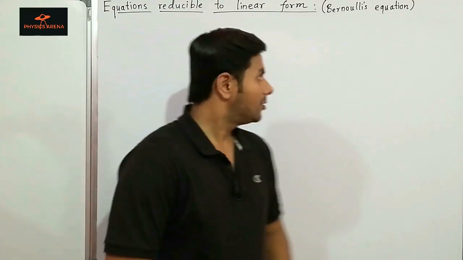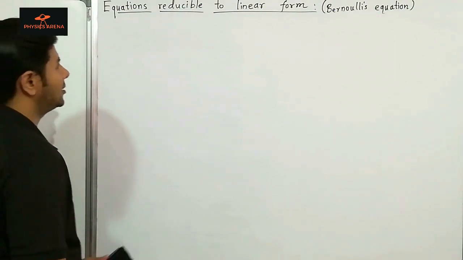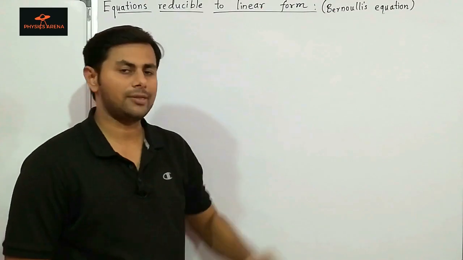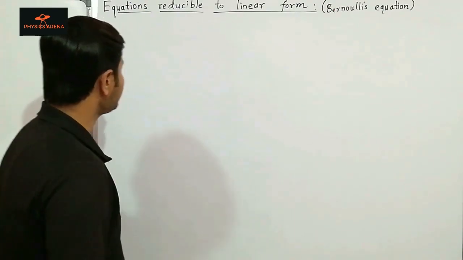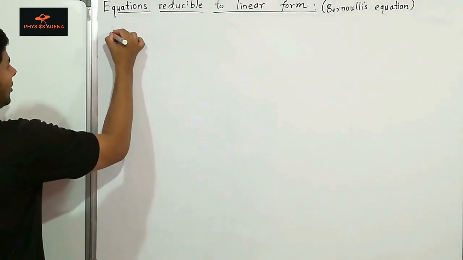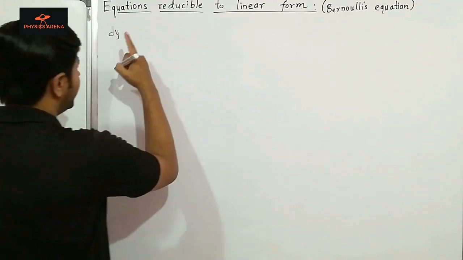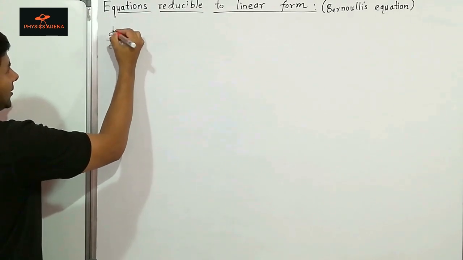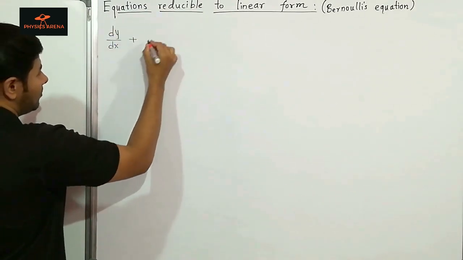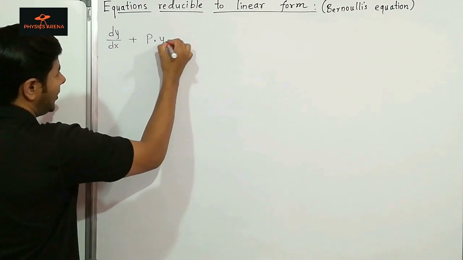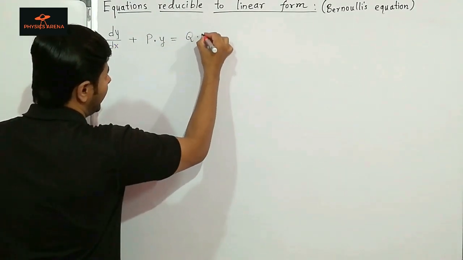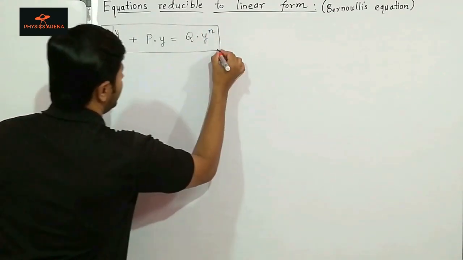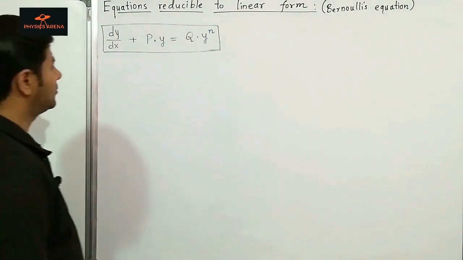And today we will discuss first order equations reducible to linear form. They are also called as Bernoulli's equations. So let us start. Now the Bernoulli's equation or first order equations reducible to linear form, they can be written as dy by dx plus p multiplied by y equals to q multiplied by y raised to n. So this is the general form.